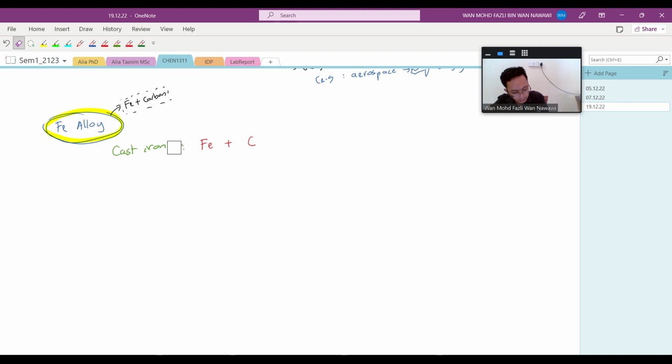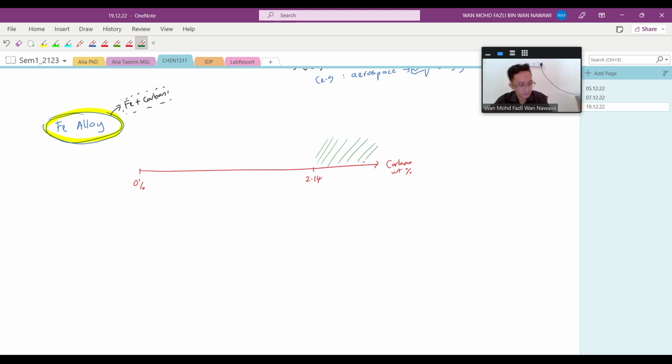So I think it's much easier if I do it like this. Let's say you have this timeline, and let's say this is 0%. This is the carbon weight percentage, and this is 2.14%. Ferrous alloy is basically iron plus carbon, so if the carbon content is above 2.14%, normally we categorize it as cast iron.